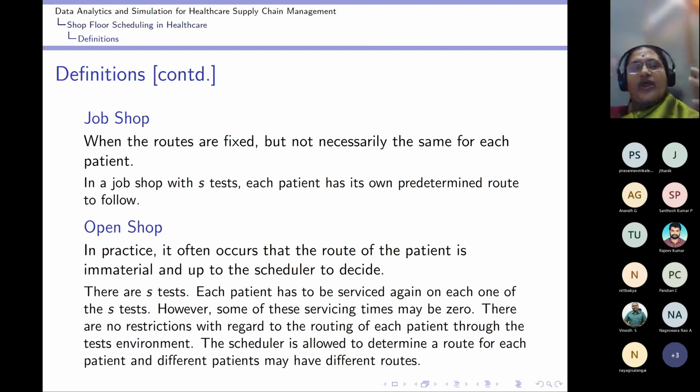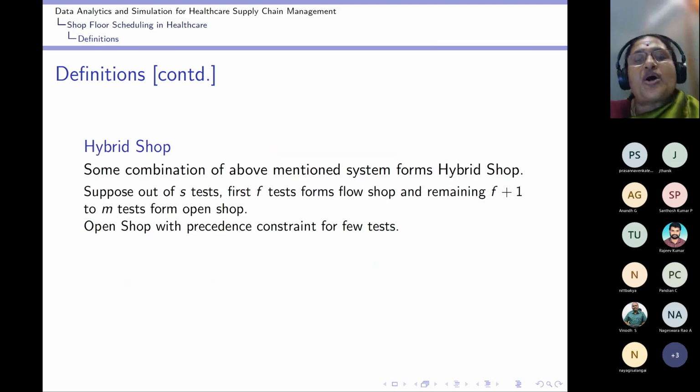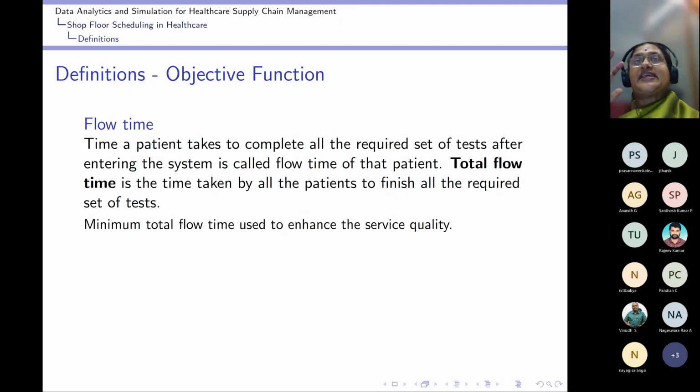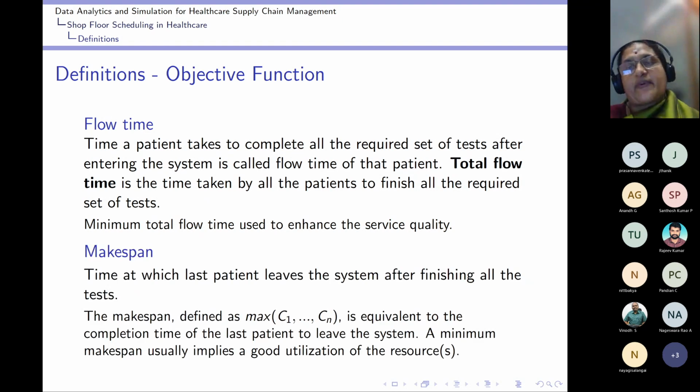In an open shop, the route of the patient is immaterial and it's up to the scheduler to decide. A hybrid shop is a combination, where, suppose, the first F tests form a flow shop and the others form an open shop. Borrowing from this literature, and also what is a flexible shop, when I have multiple parallel resources to perform the same test, I am going to see what I am interested in from a healthcare perspective. Again, there are two performance metrics when I look at shop floor scheduling. They are flow time and makespan.